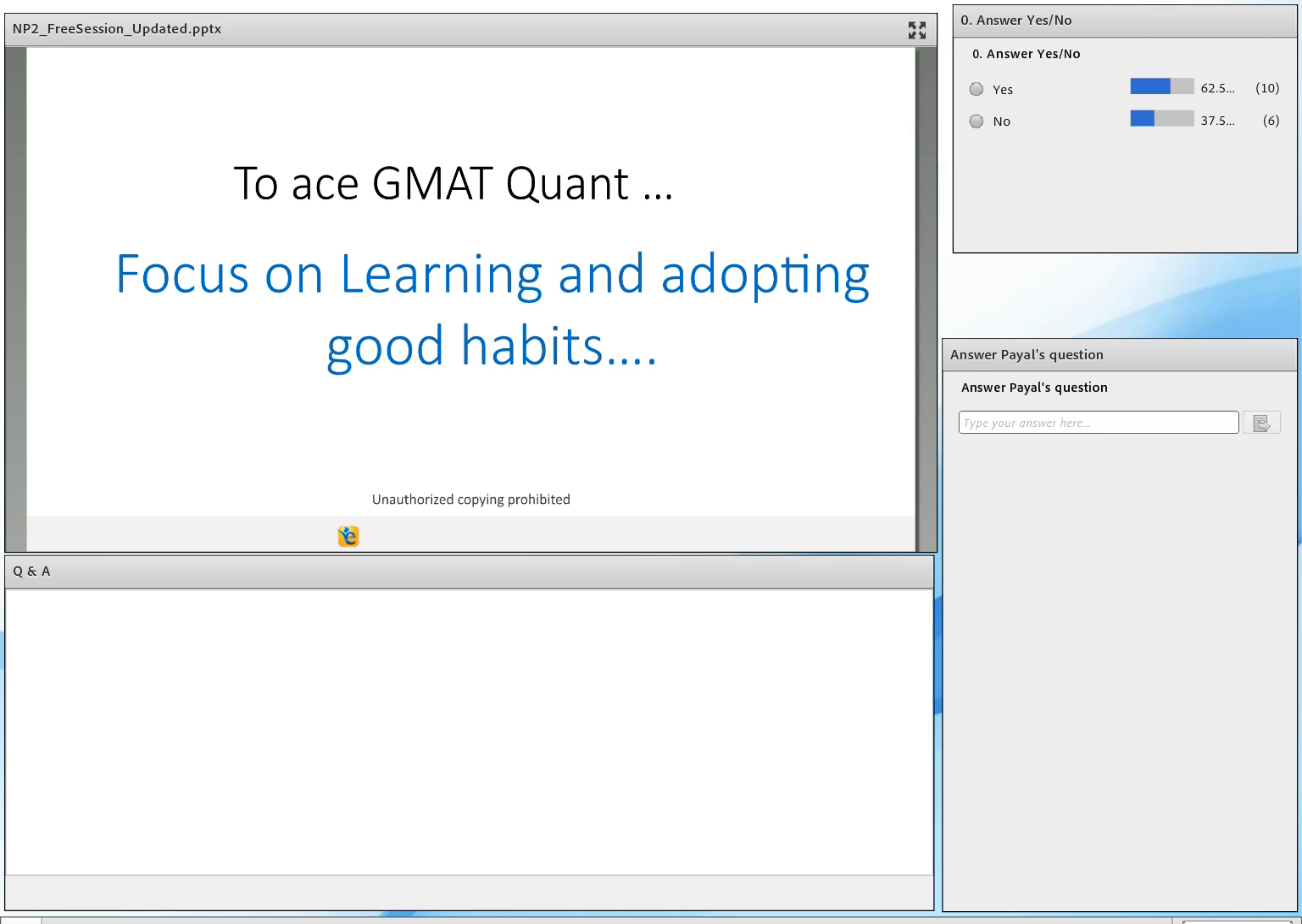Okay. So again, to ace GMAT Quant, focus on learning and adopting good habits, learning the concepts, getting to that 200% clarity, adopting good habits in terms of the process skills of visualization, process skill of translation, process skill of simplification, process skill of applying constraints. Okay, those are the process skills that you need to build so that you can get to that target GMAT score of yours. You can get to that 90th percentile in Quant.